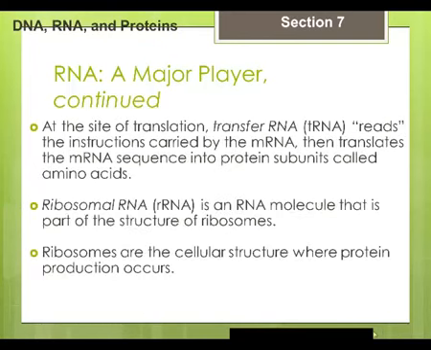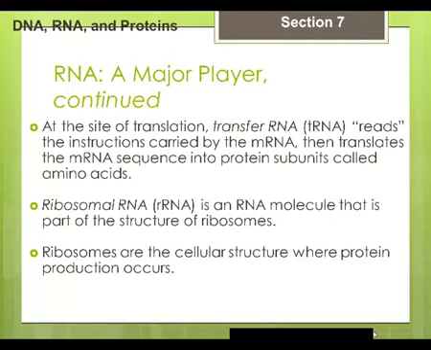Once that mRNA reaches the site of translation, transfer RNA then reads the instructions, and it translates the mRNA sequence into protein subunits. These subunits are amino acids. So it looks at the mRNA sequence, and it copies that mRNA sequence into amino acid sequences. Ribosomal RNA, or rRNA, is an RNA molecule that is part of the structure of ribosomes. So it helps to make up the structure of the ribosome where this protein creation or protein synthesis is occurring. Ribosomes are the cellular structures where protein production occurs.